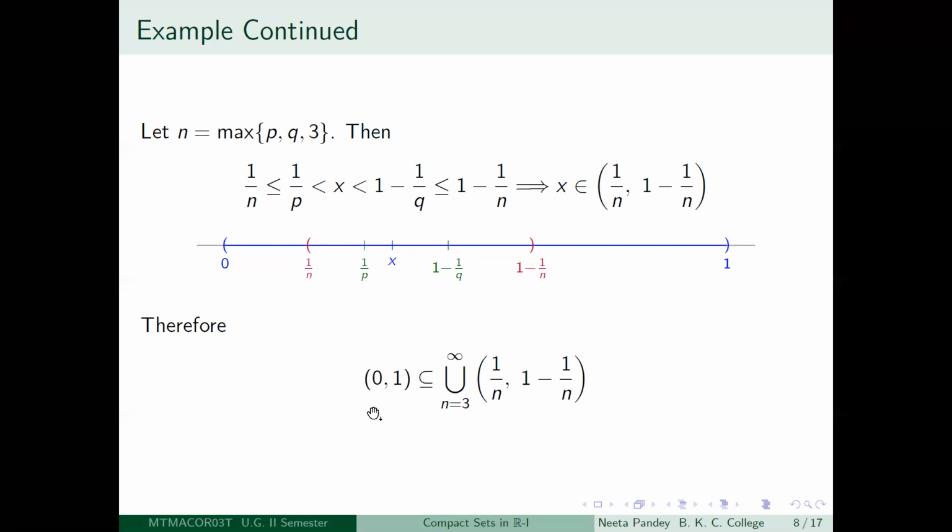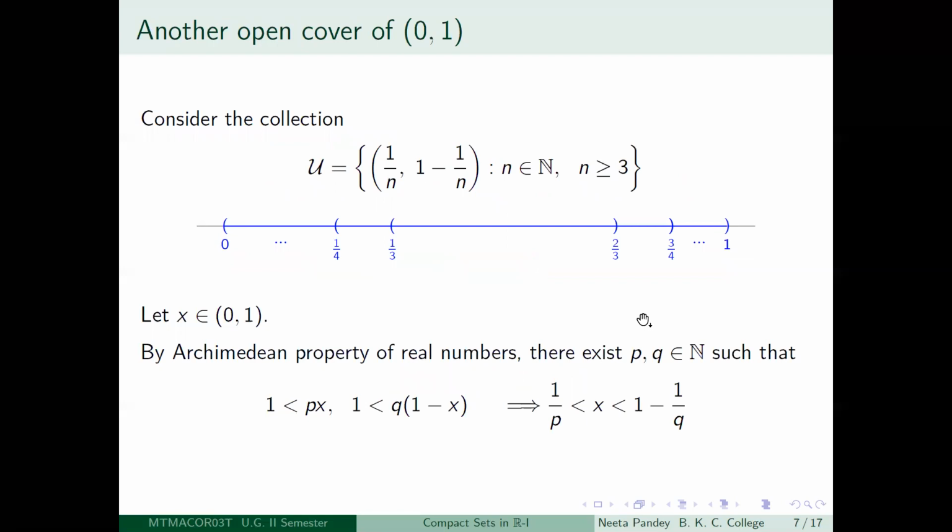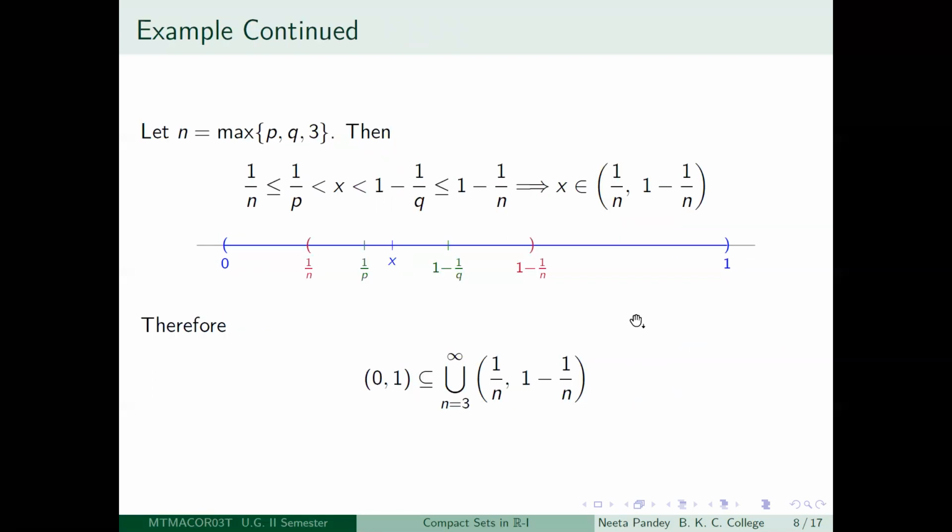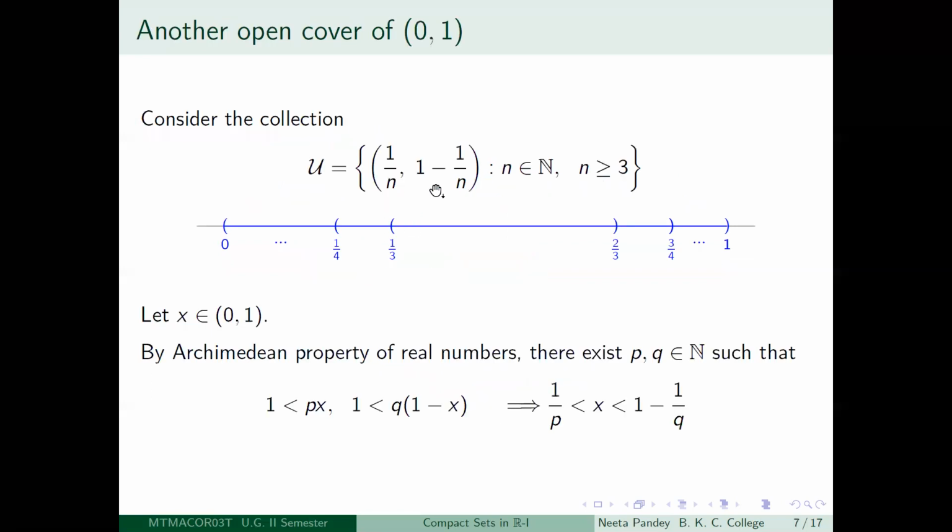You got that if you take any arbitrary point in the open interval 0, 1, you will be able to get an open interval in the family script U, so that x will belong to that member. Therefore, if you take the union of all the members of the family script U, the open interval 0, 1 is going to be a subset of that. So this family script U, 1 by n to 1 minus 1 by n, also covers the open interval 0, 1.